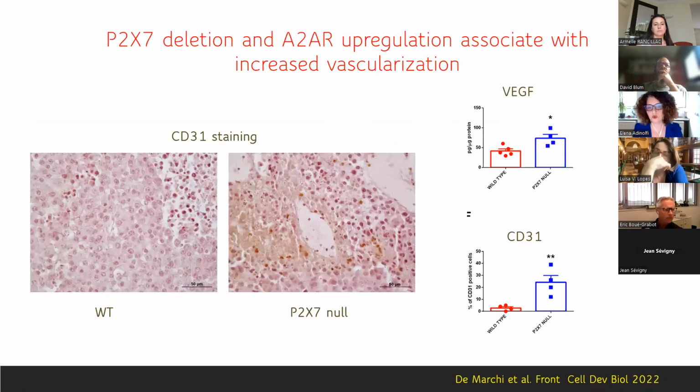Because, as I told you, we generally saw an upregulation of the A2A receptor in the close vicinity of necrotic areas in our tumors, and because the A2A receptor in cancer has been associated with hypoxia and vascular formation, neovascularization, we decided to stain for CD31, a marker for neovascularization in cancer, which was upregulated in the null mice as compared to the wild type. And this was also accompanied by an increase in the levels of vascular endothelial growth factor inside our tumor masses.